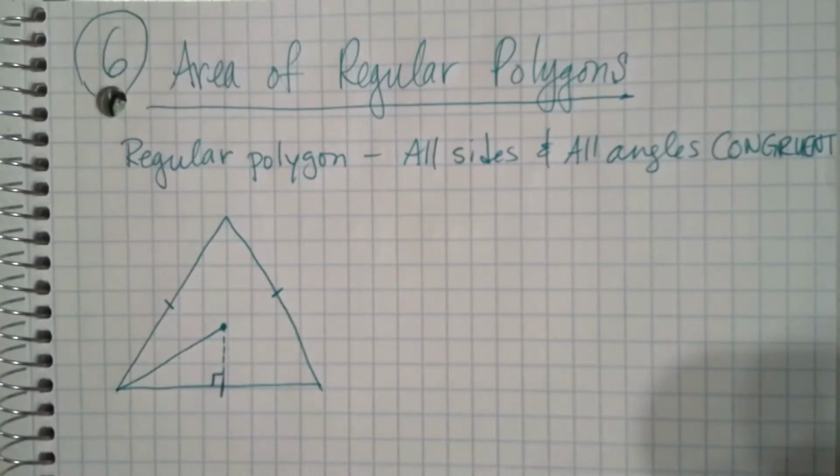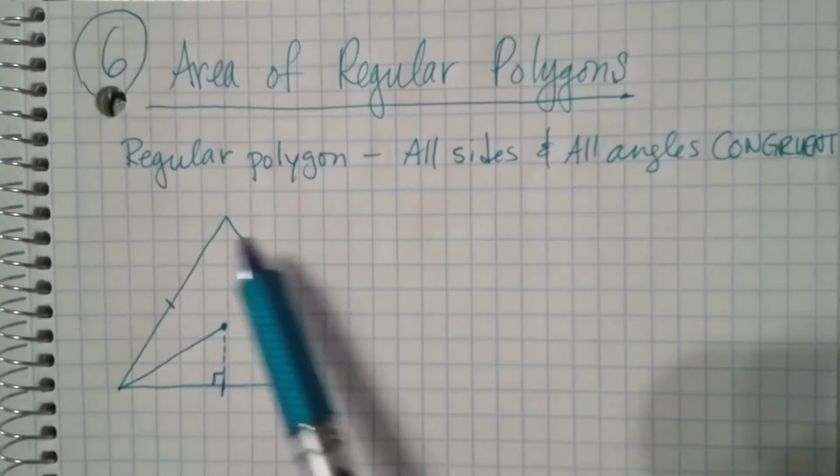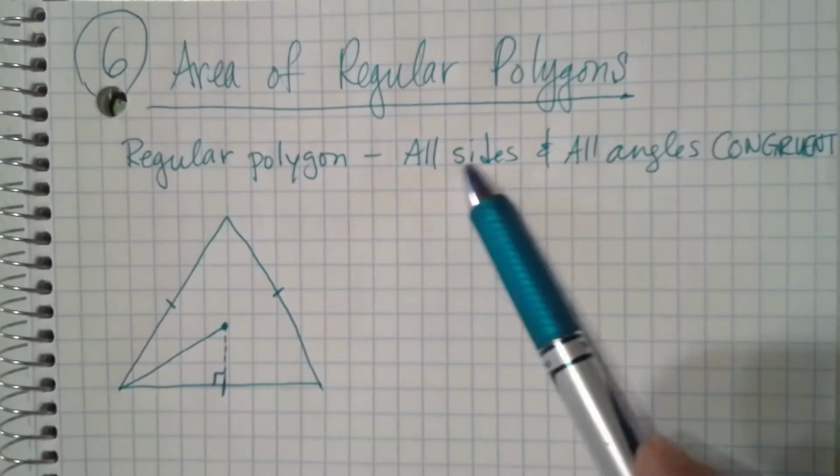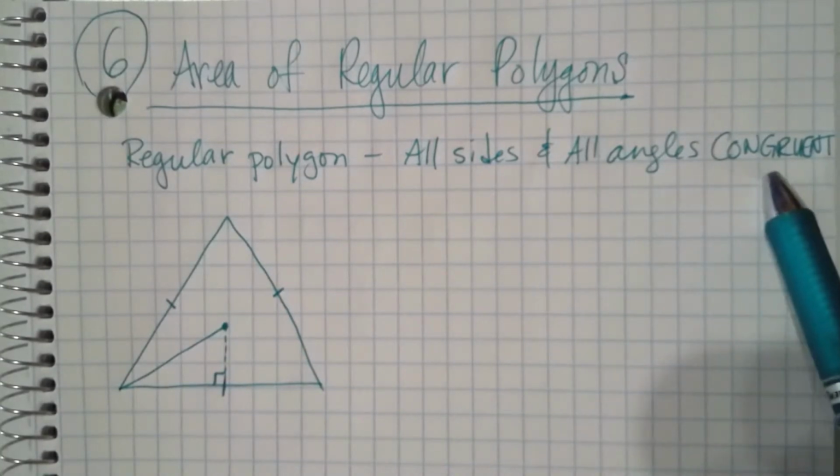We are here with lesson number 6. We're going to be finding the area of regular polygons today. Just a quick reminder, a regular polygon is one where all the sides and all of the angles are going to be congruent.